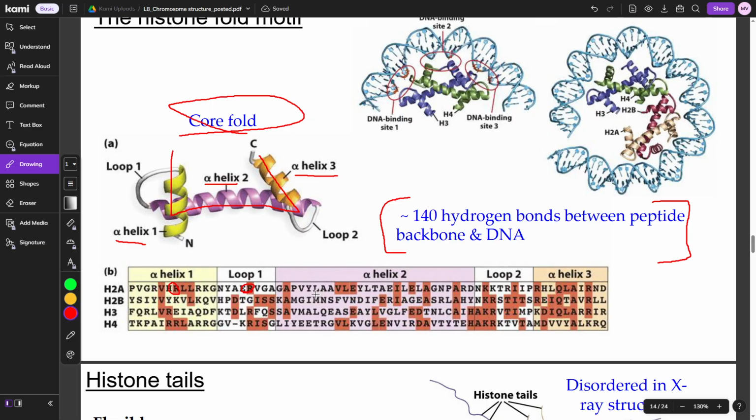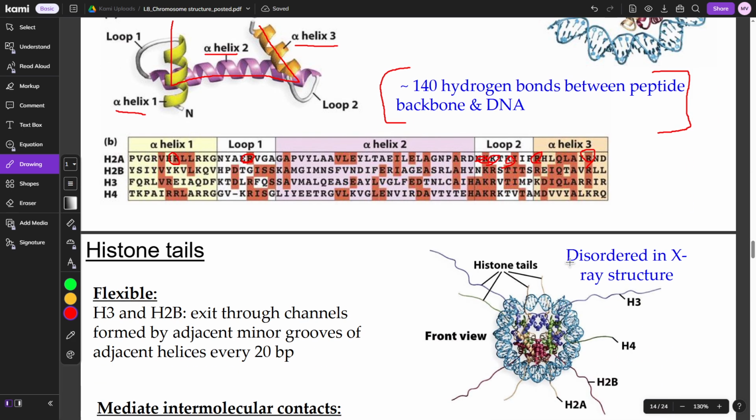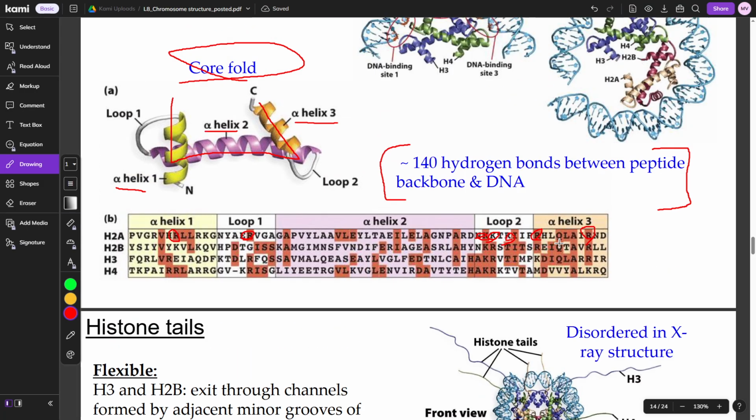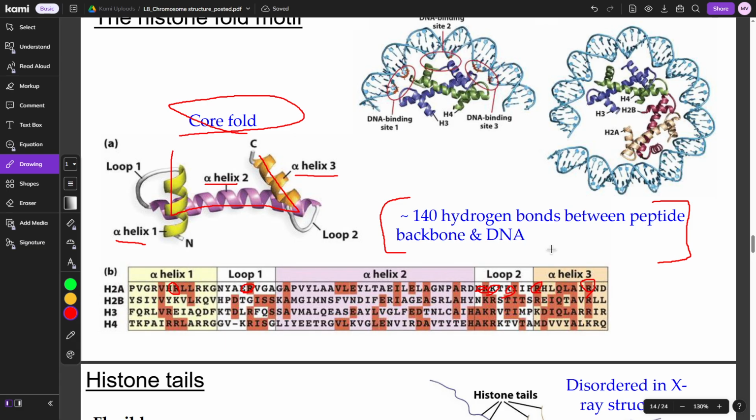I can't really see anymore. There's going to be a lot of arginines and lysines if you go through this whole thing. Lysine, arginine, arginine. So you can see if you go through all this, there's a bunch of arginines and lysines there. Those are going to be helpful for the charge interactions, and there are other amino acids that are helpful for the hydrogen bonding.